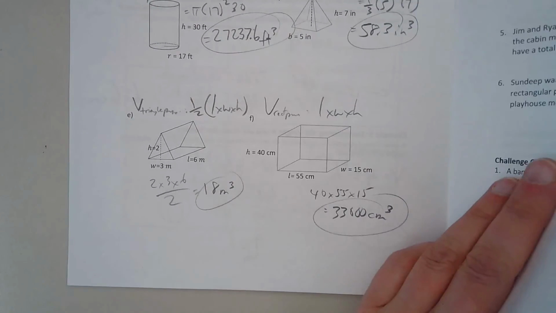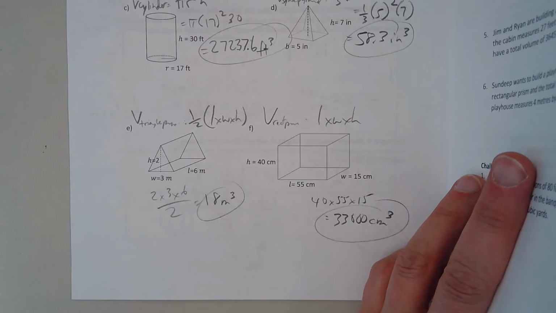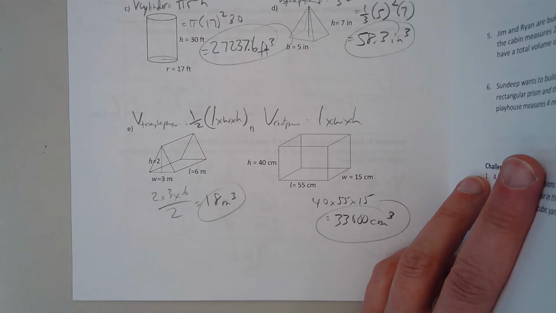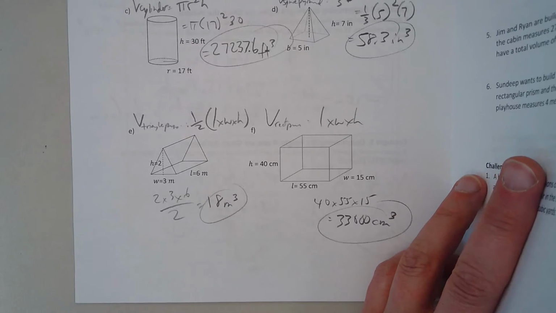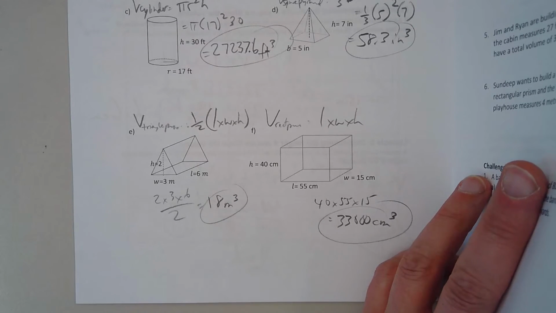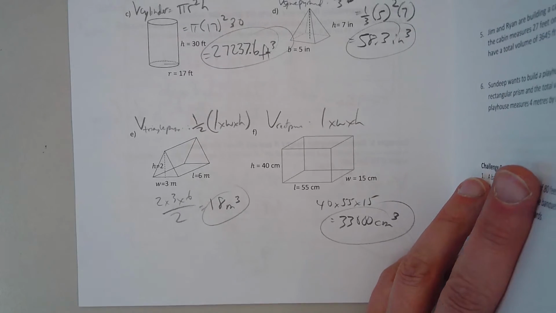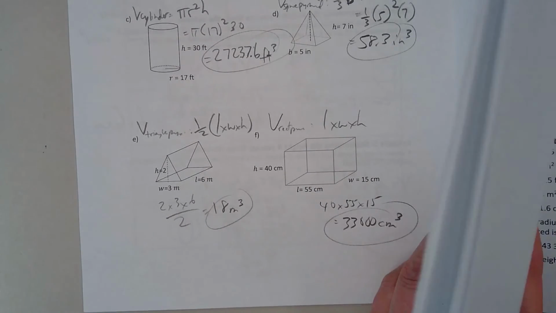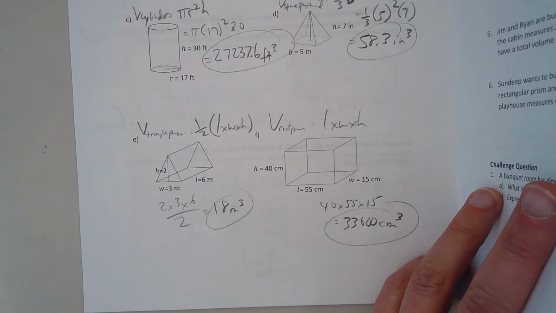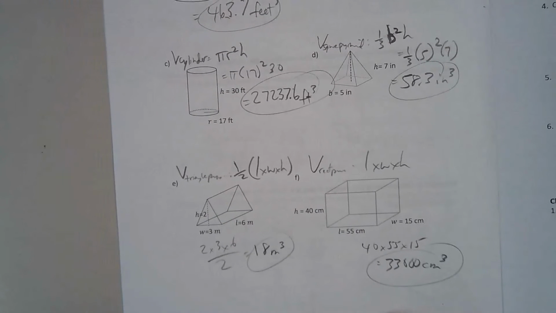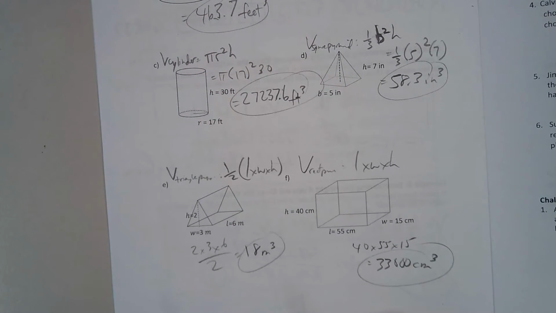Assignment 3, number 1, 463.7 feet cubed, yes. B, 137.3, yes. C, 27,237.6, yes. 58.3, 18, and 30. All the answers are correct in the back for that page. So that's good.